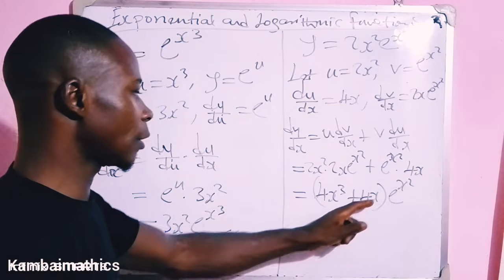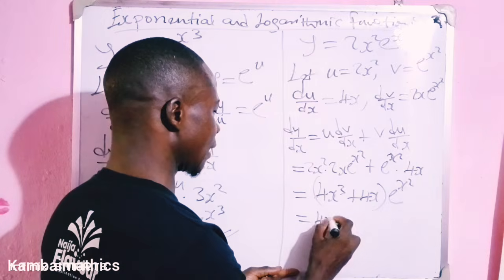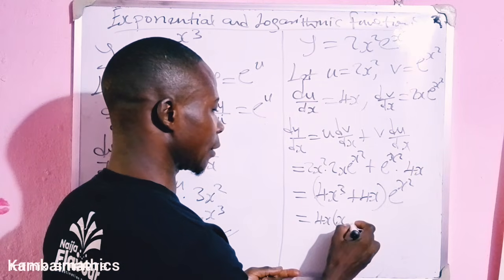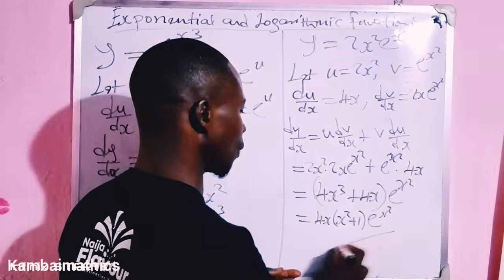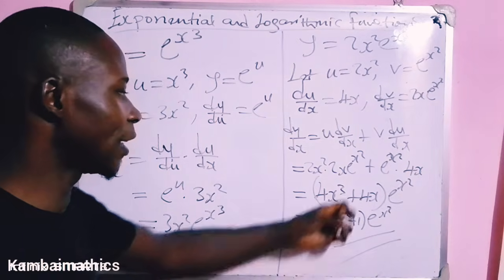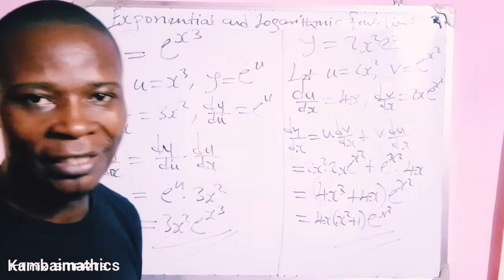You can see 4x is common here, so we can bring it out by having 4x in bracket x squared plus 1, close the bracket, exponential x squared. We can stop here. We could stop at either form, but it doesn't look well whenever there are factors that are the same, so we can't leave it that way.